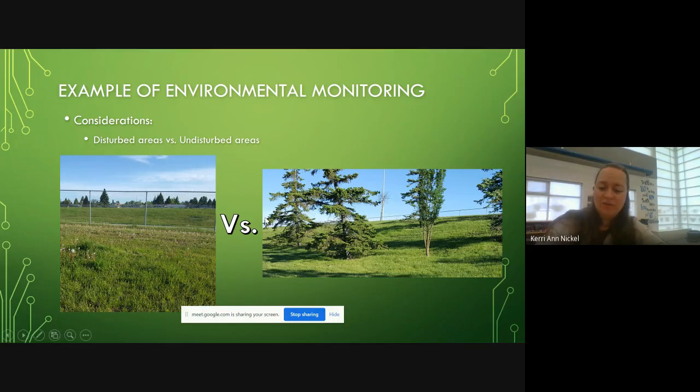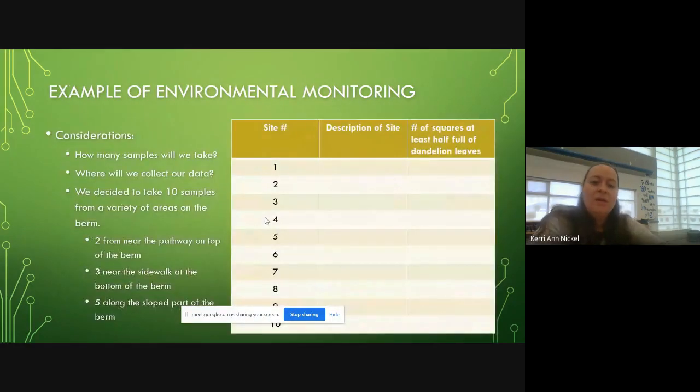undisturbed area in between. So we needed to make sure that if we're going to calculate how many dandelions there are, we would need to take samples from both disturbed areas and undisturbed areas, just in case the numbers are different. So we need to figure out how many samples are we going to take. So for us, we just decided to take 10.